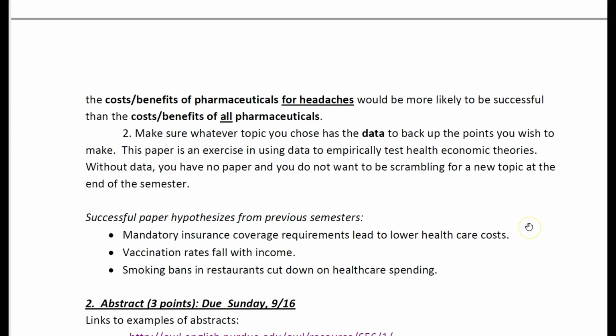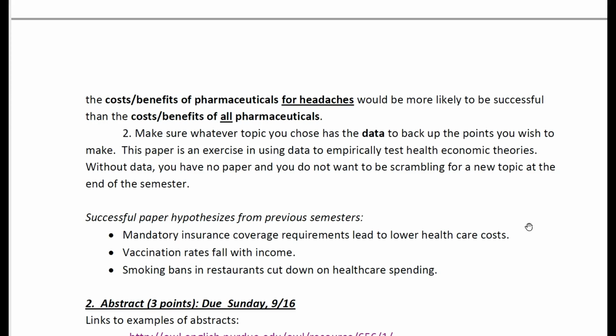The second tip is to make sure whatever topic you choose, you have the data to back it up. You can change your hypothesis at any time, but early on in the process, you want to make sure you have the data to back it up, because you need that data to test it. If you have a great idea and you're excited about it, but then find out you don't have the data for it, it could really hurt you, because then you're going to have to find another one. So make sure you can find the data ahead of time.